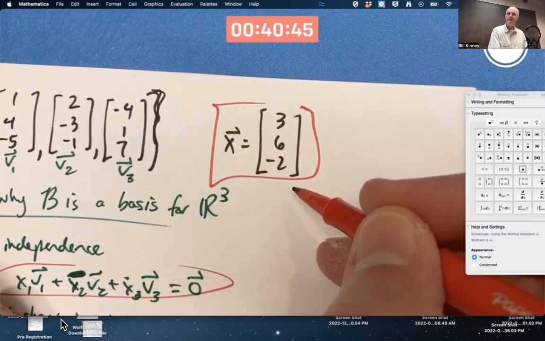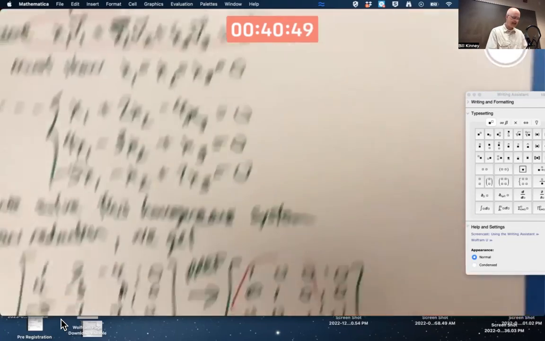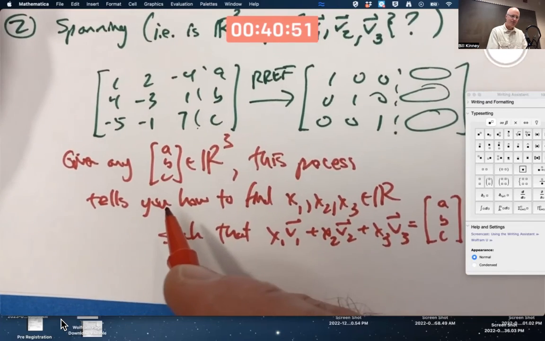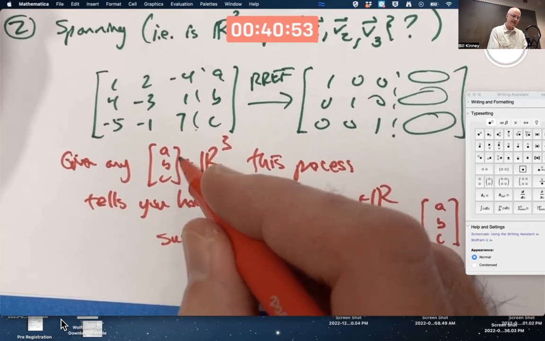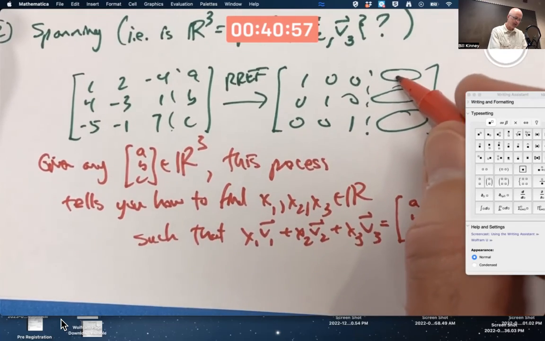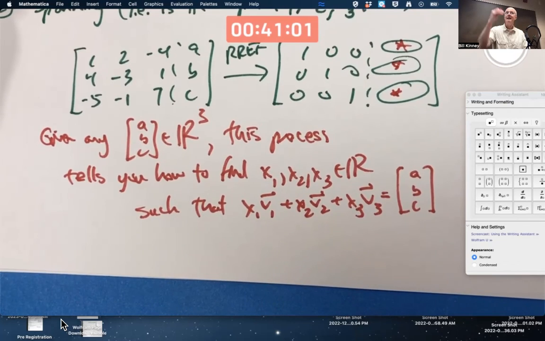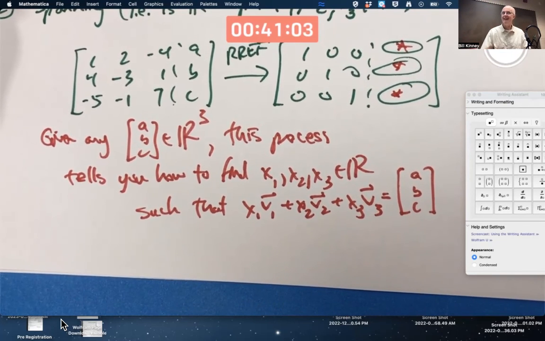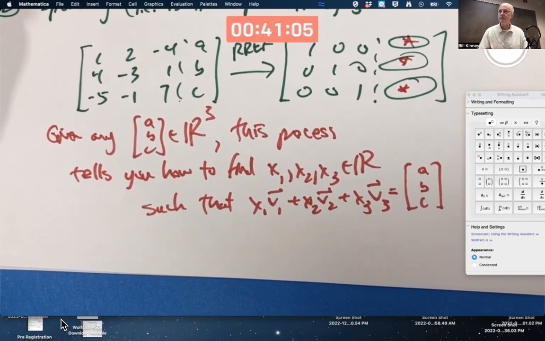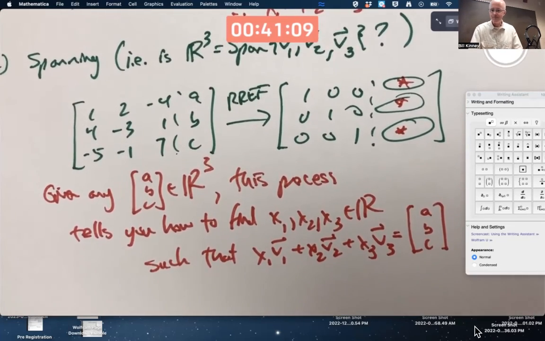To find the coordinate vector for a given vector means using this, your original vector. When you do the solving and find these numbers, those numbers are the x's. If you put them in a three-dimensional vector, they end up being the coordinate vector that you're after. So let's go ahead and use Mathematica to do that.